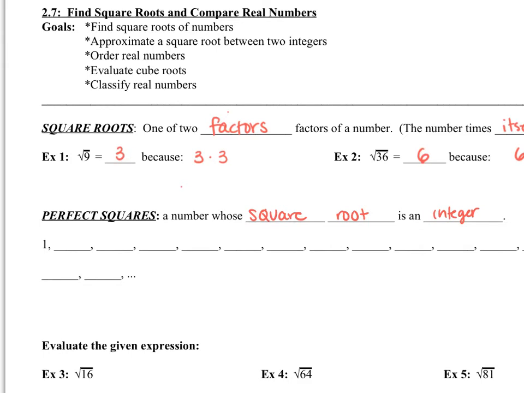And so the first perfect square is 1, because the square root of 1 is 1, but then it's 4, because the square root of 4 is 2, and then it's 9, 16. So pause the video. I want you to see how many more of these you can fill in on your own, and then we'll talk about what that means when you get there. Press play when you're ready to check your answers.